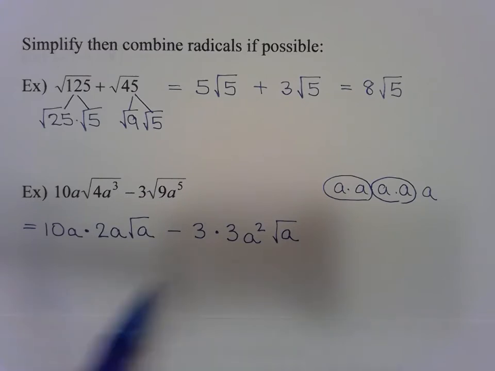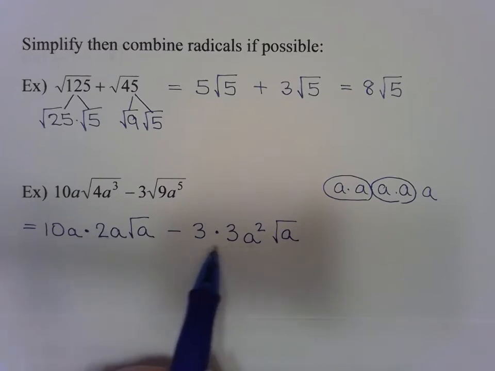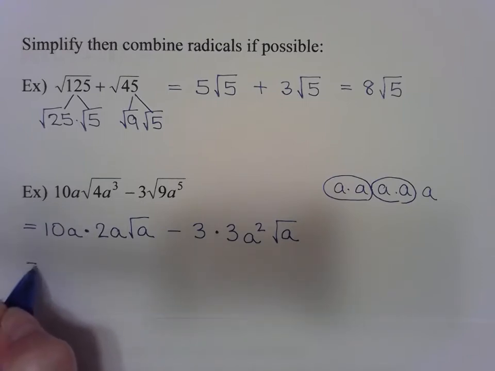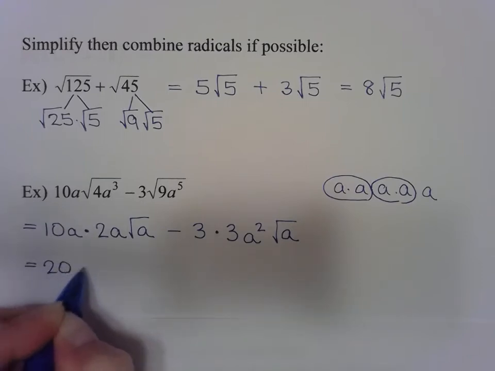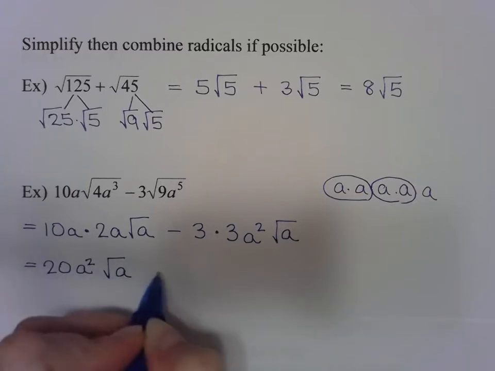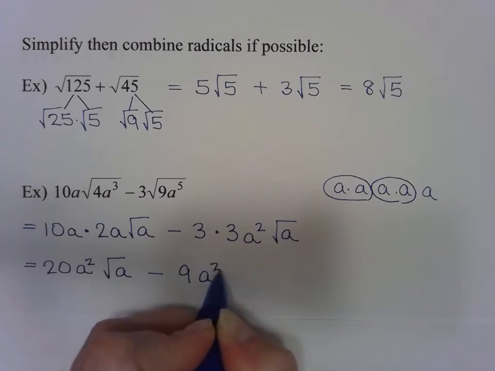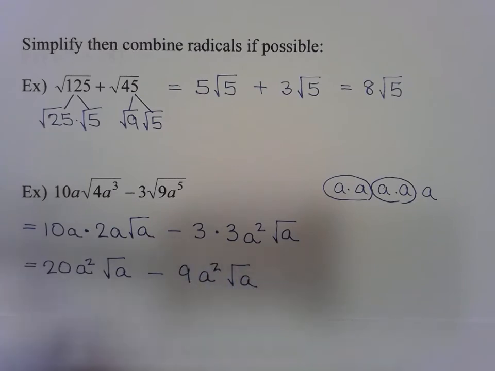Okay, this looks a little bit messy because we want to multiply all the things that are out front, so let's do that now. So this becomes 20a squared times the square root of a minus 9a squared times the square root of a.